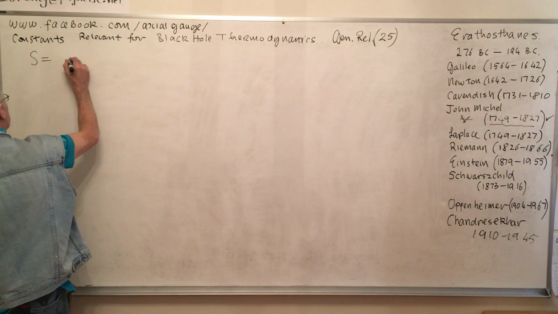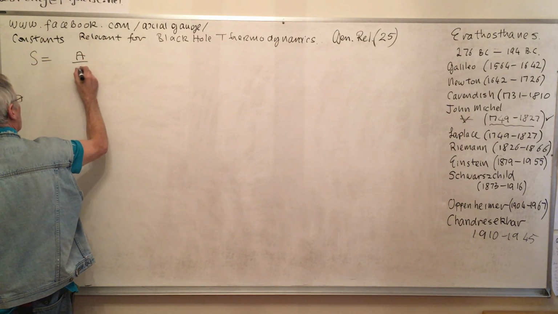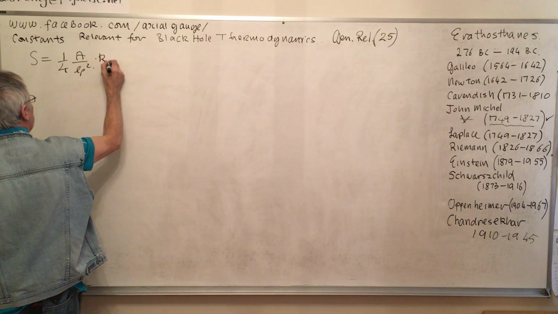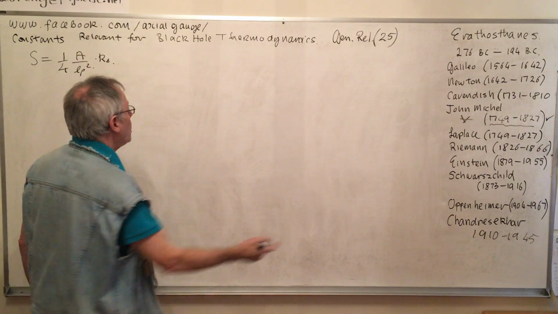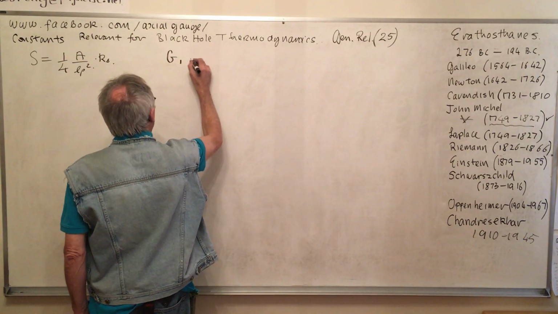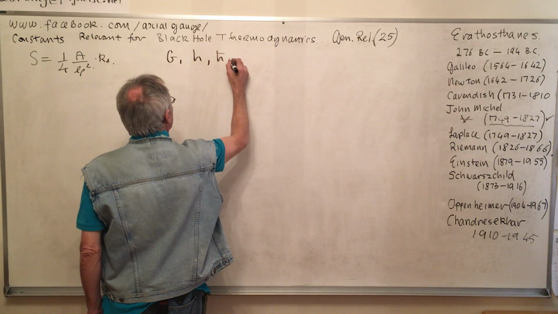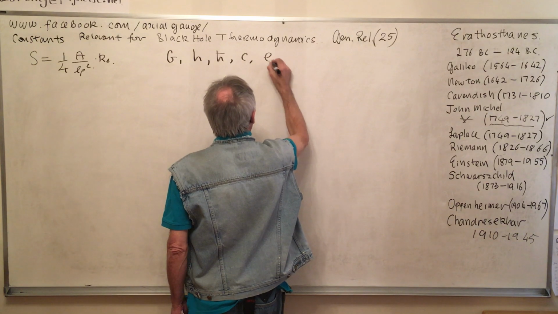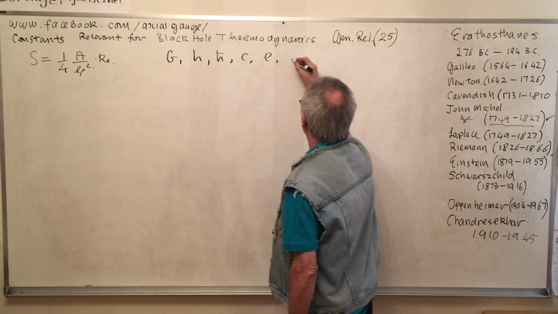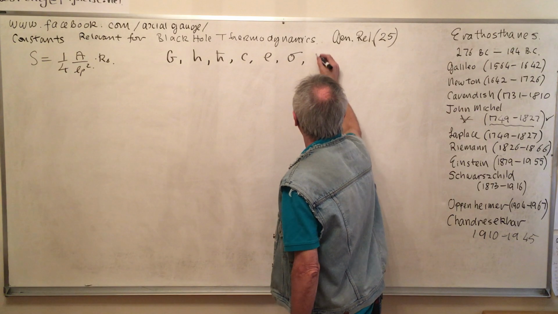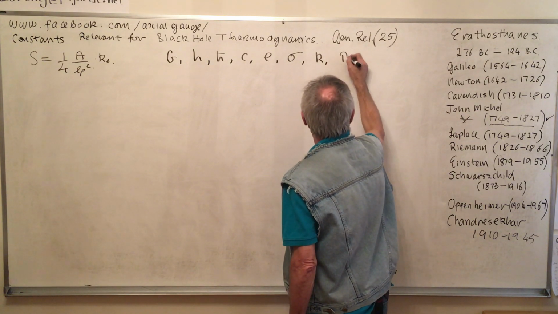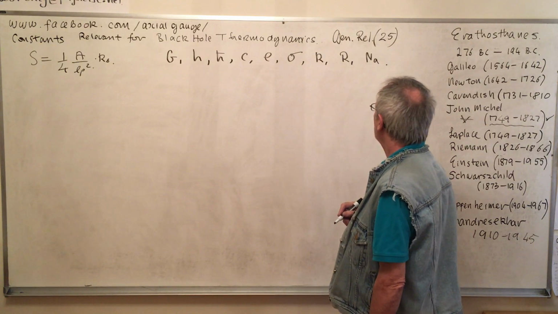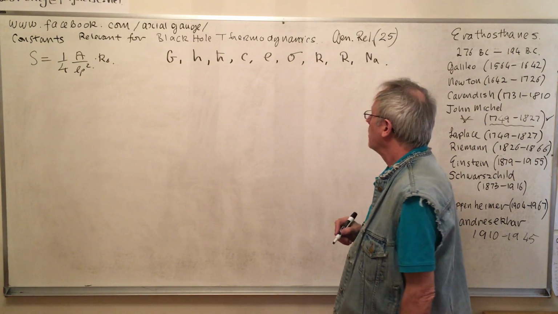For example, S is the area of a black hole with a Planck length squared with a factor of 1/4 and a constant Kb, Boltzmann's constant. So what other constants will we have? We will have G, h, h-bar, c, the fundamental unit of charge, Stefan-Boltzmann's constant, the universal gas constant, Avogadro's number. Anything else? I guess that's it.